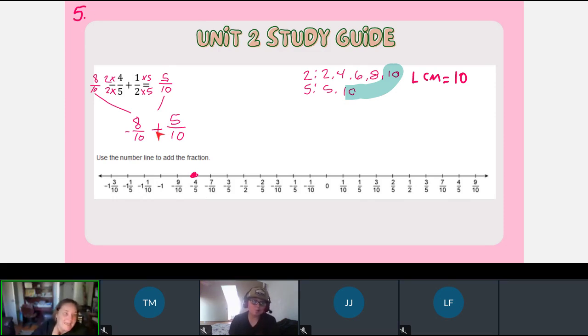Okay, and I'm adding a positive number. So I'm going to be moving to the right. And I need 5 jumps because I know each jump is worth 1/10. So 1 jump, 2 jumps, 3, 4, 5 lands me right here. So that means our final answer is negative 3/10.